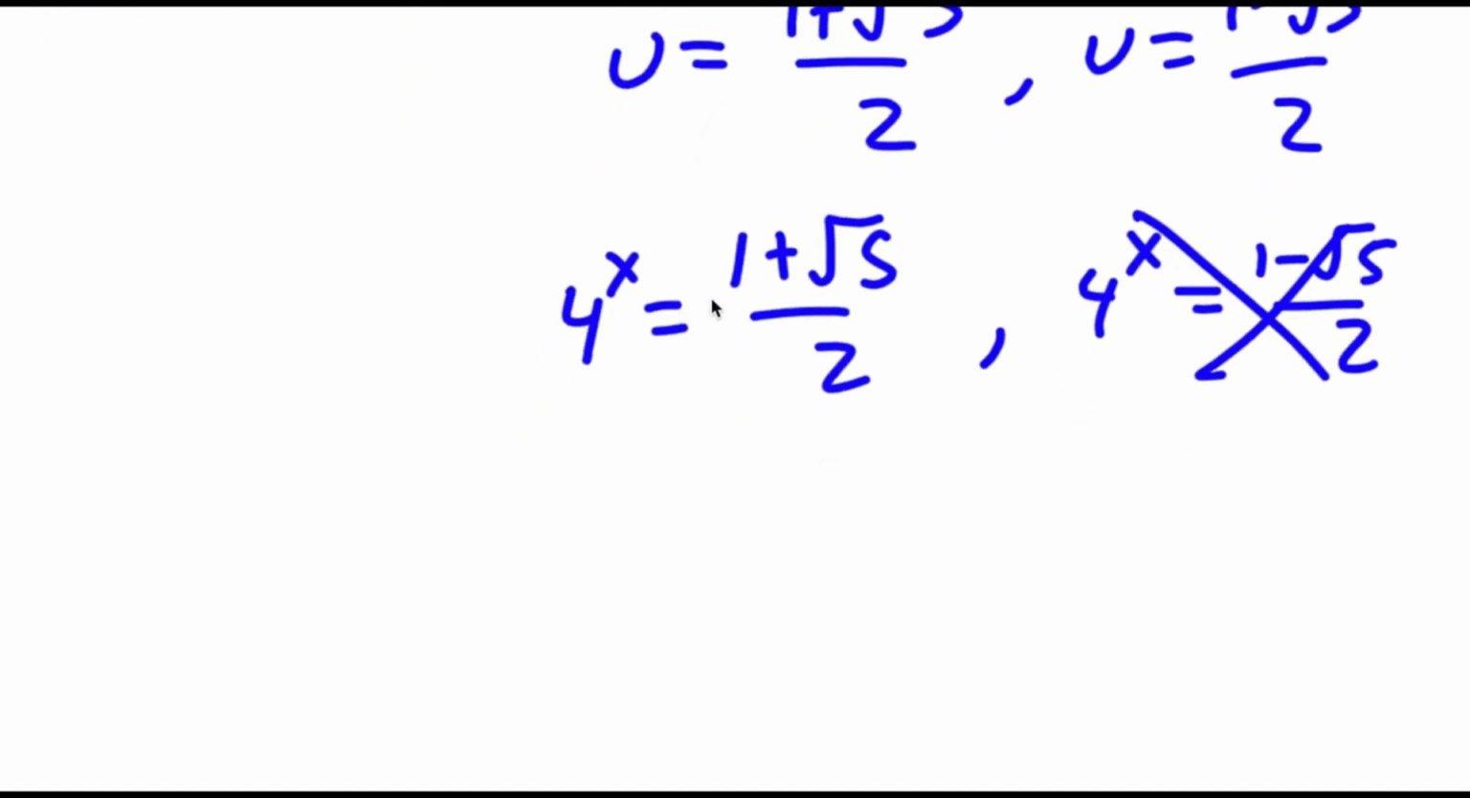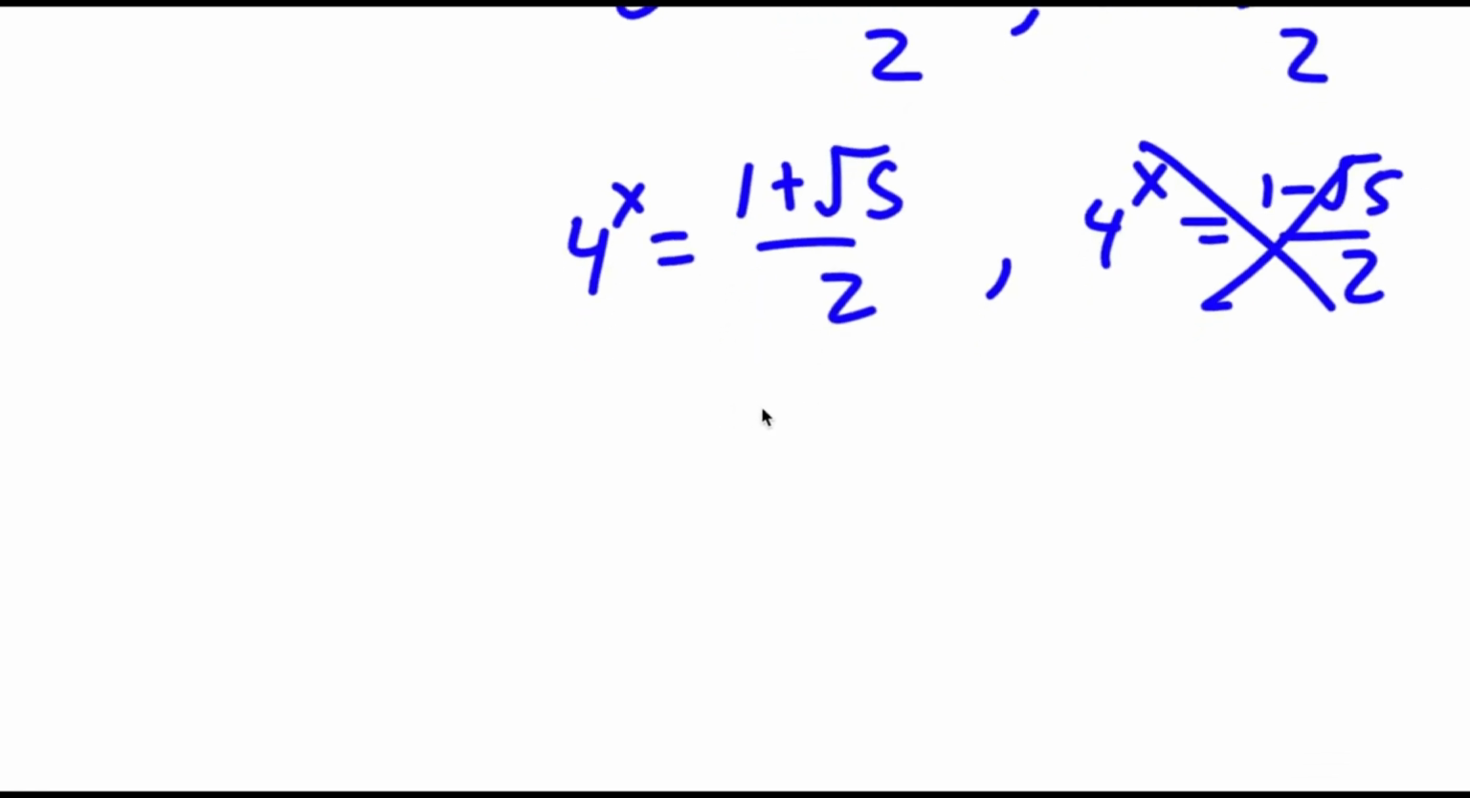So I am left with 4 to the power of x is equal to 1 plus the square root of 5 over 2. And to solve this, I'm going to take the log on both sides.